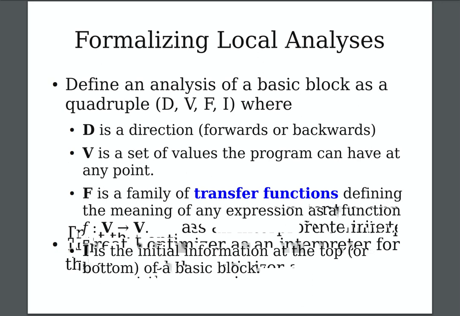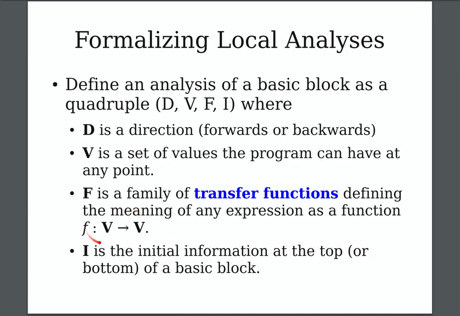So we can formalize this for a single basic block with D as the direction, V as the set of all possible values that a program can have at any point. F is the family of transfer functions. Recall that transfer functions define how the values change from before and after a statement. And I is the initial information at the top of the block. So I is going to be some subset of these values.